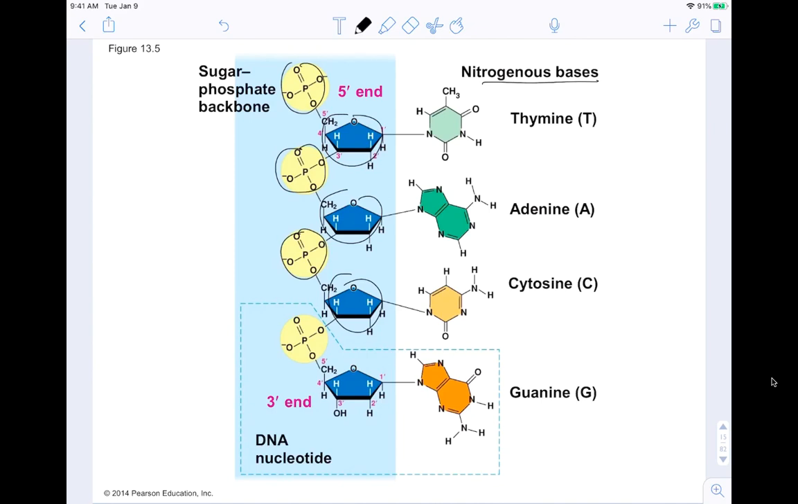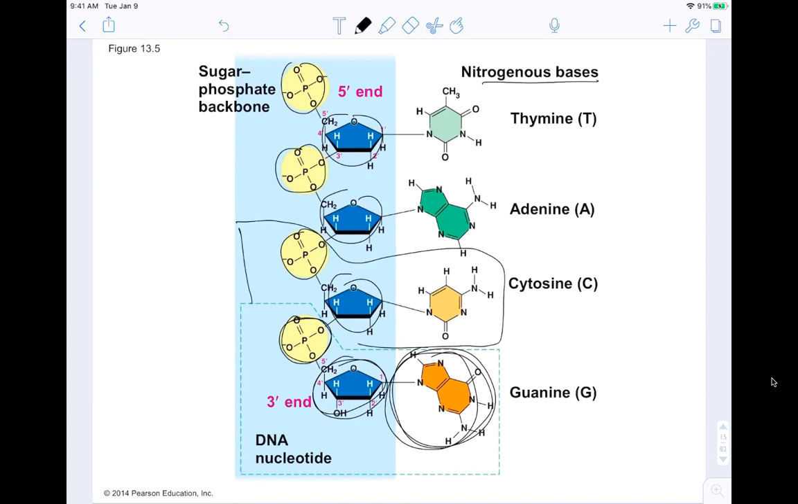Okay, so to make up a nucleotide that all of our DNA is made of, you need those three parts. You need a phosphate, you need a sugar, and you need a nitrogenous base. So here you have another nucleotide. Here you have another nucleotide. Here you have another nucleotide.